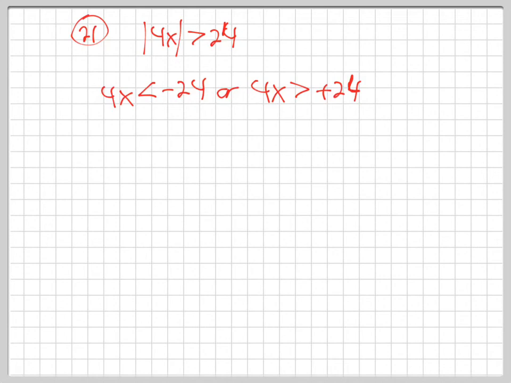So what do I do to get x alone? Divide by the 4. Negative 6. Divide by the 4. Greater than 6. All right. Now, they're going to want you to give interval notation answers and a number line. So let's go to the number line first.